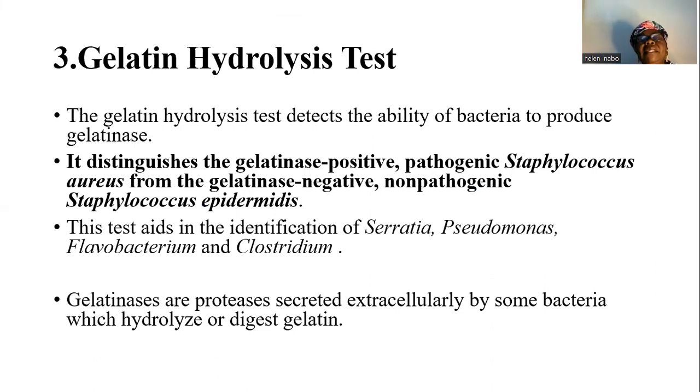The third biochemical test which can be done to identify Staphylococcus aureus is the gelatin hydrolysis test. The gelatin hydrolysis test detects the ability of bacteria to produce the enzyme gelatinase. This test distinguishes the gelatinase positive pathogenic Staphylococcus aureus from the gelatinase negative non-pathogenic Staphylococcus epidermidis. And gelatinases are proteases actually secreted extracellularly by some bacteria, which hydrolyze or digest gelatin.